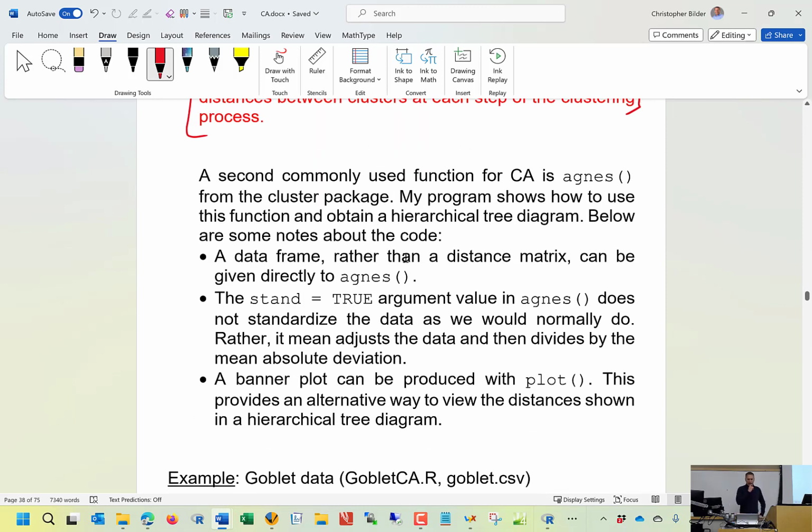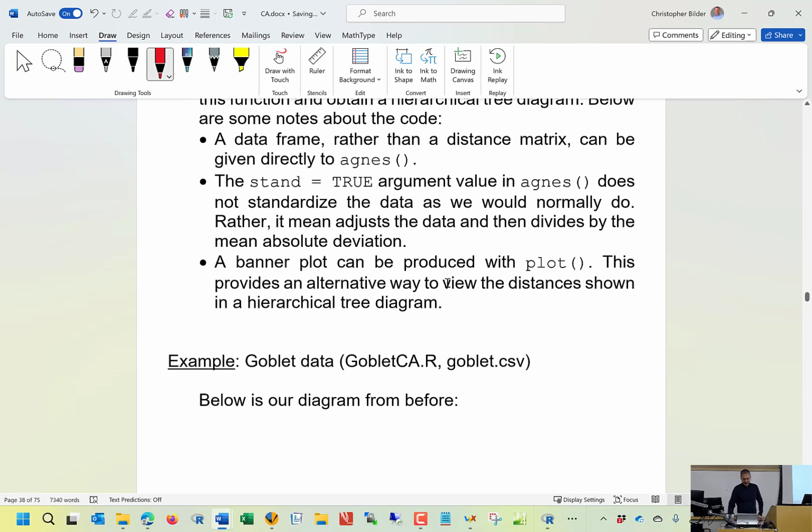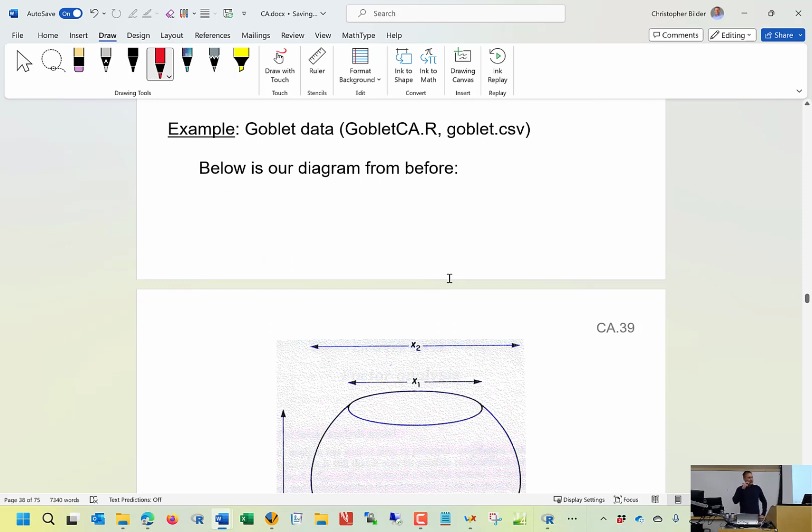Now, as I mentioned, there is an actual package out there called cluster that some people use. You're not responsible for it in this class. And rather than using hclust like we've been doing, they use a function called agnes. And this just gives you some information about that. Perhaps I don't need it in the notes, but I have it there still.